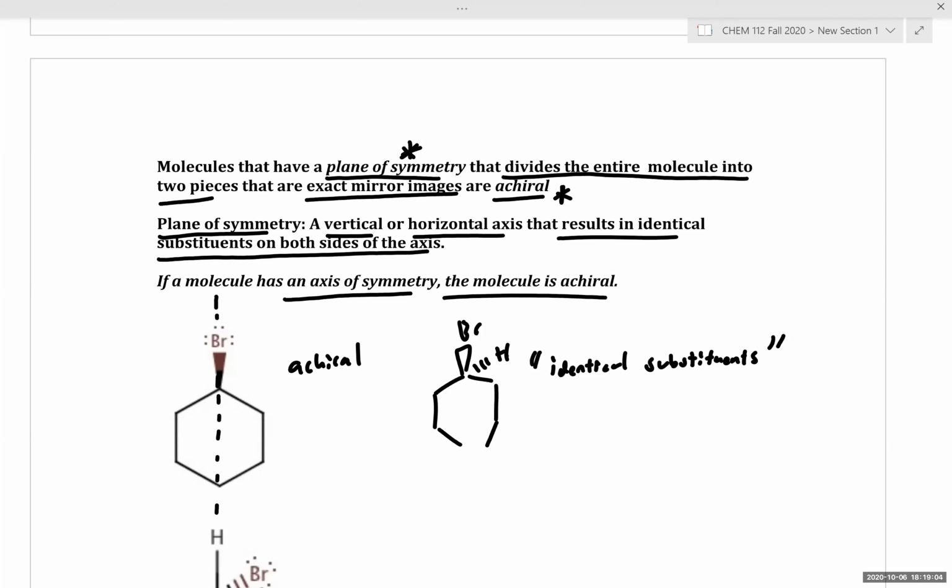So to show you what this looks like in a model kit, if we look at our structure from a top-down perspective, what we see almost immediately is that this molecule is perfectly symmetrical. We can draw a clear axis of symmetry bisecting our molecule. Does this make sense to everyone? This idea of an axis of symmetry? Molecules with an axis of symmetry are considered achiral.